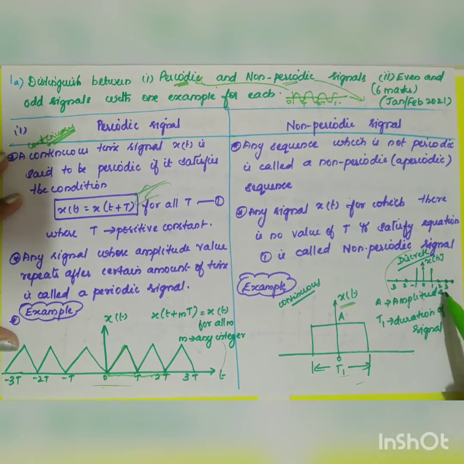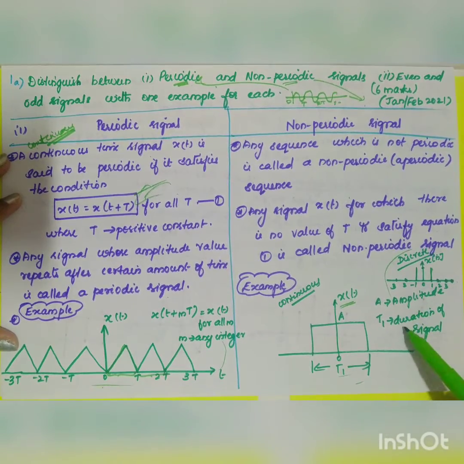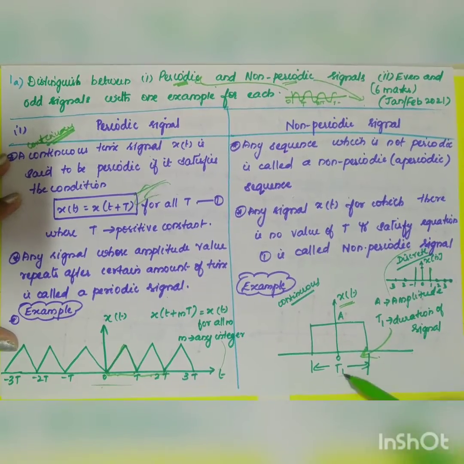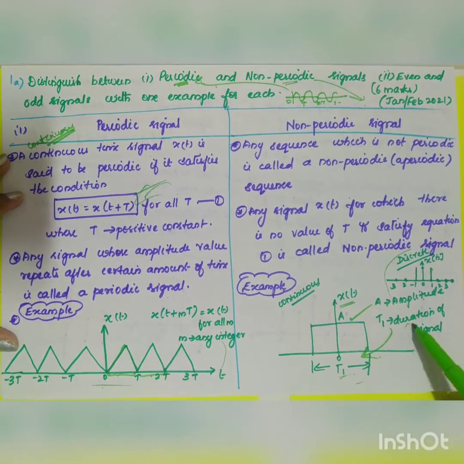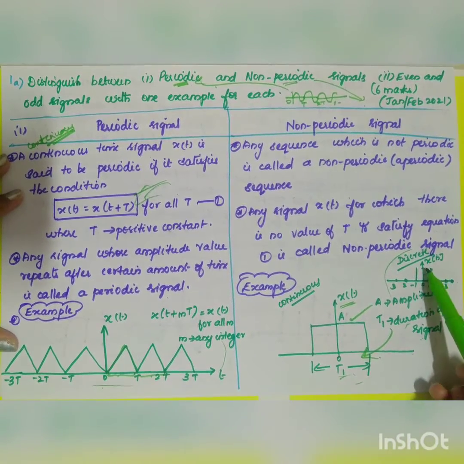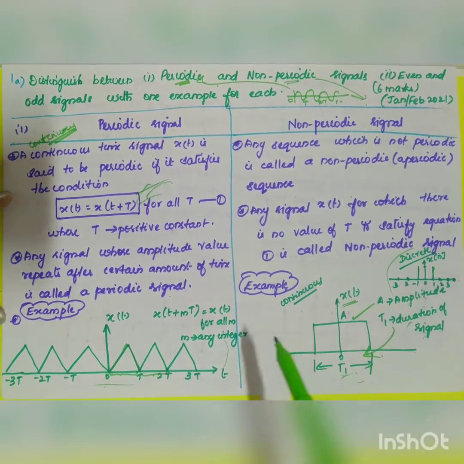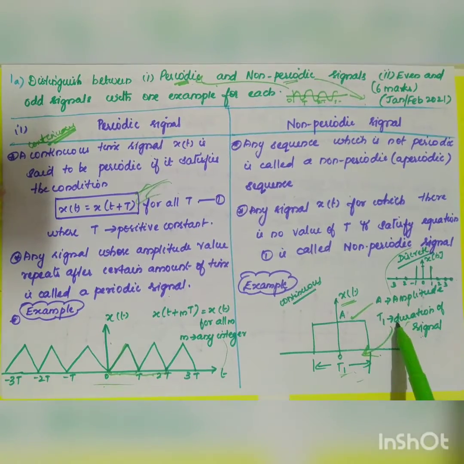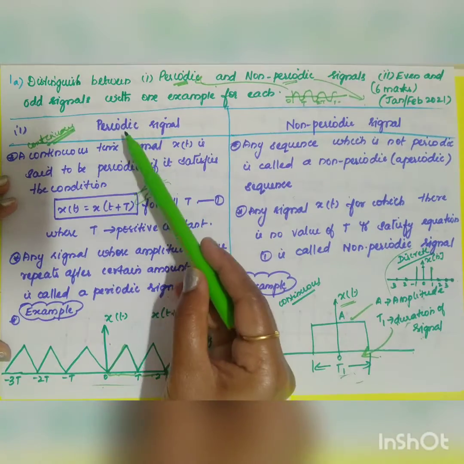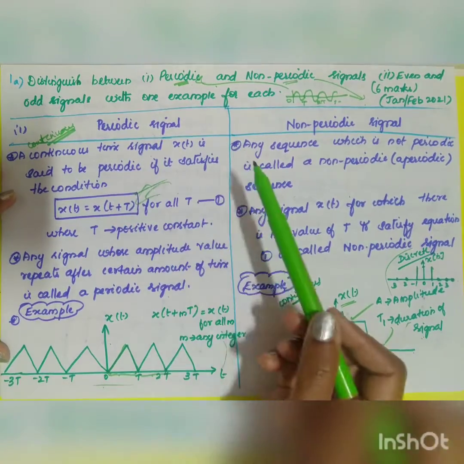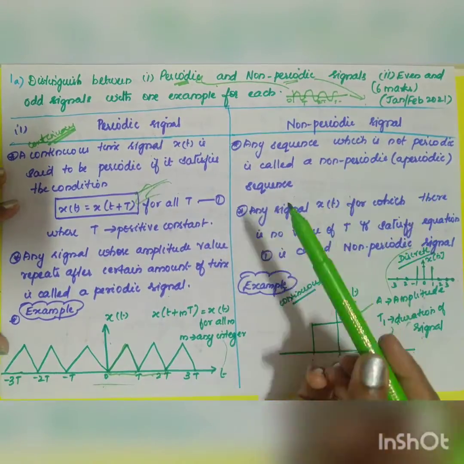So this is called a discrete non-periodic signal, where A is your amplitude and T1 is the duration of your signal. So these are the two examples of a periodic signal and a non-periodic signal. Now let us pass on to the periodic signal classification. That is the next type, the discrete periodic signal.